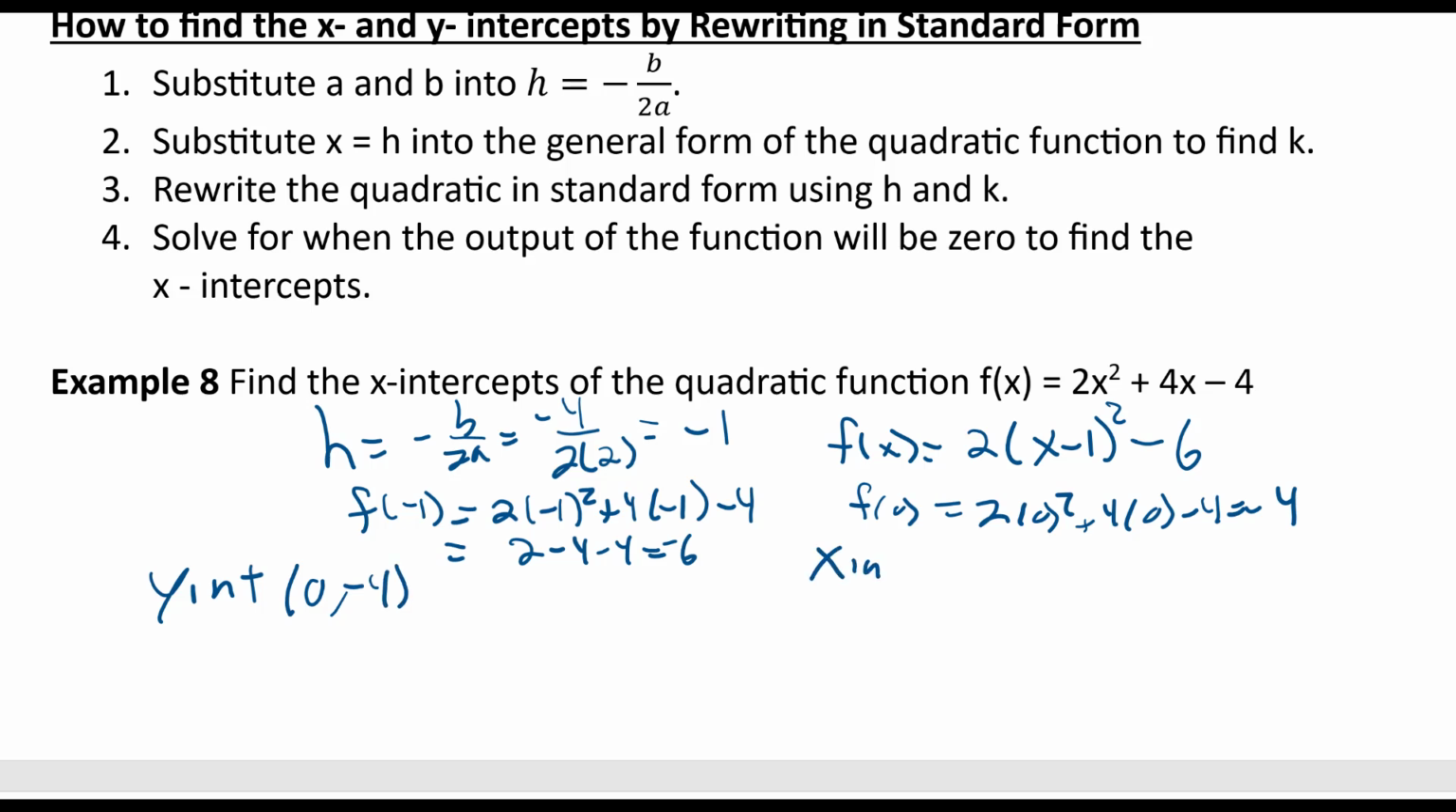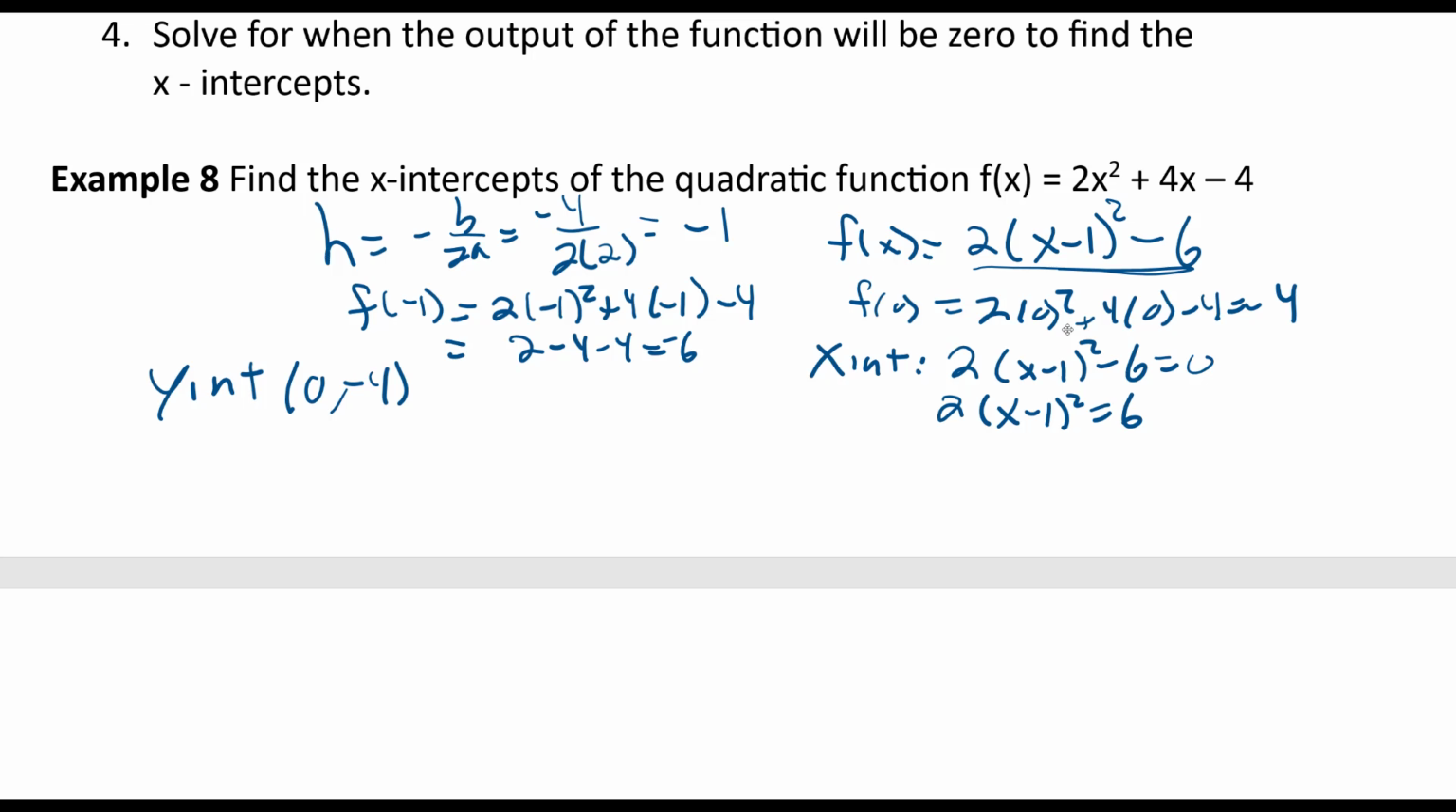For the x-intercepts, I guess they're saying we take this part, 2 times (x minus 1) squared minus 6 equals 0. And we would have 2 times (x minus 1) squared equals 6. So we would divide by 2, (x minus 1) squared equals 3. So x equals plus or minus, no, not yet.